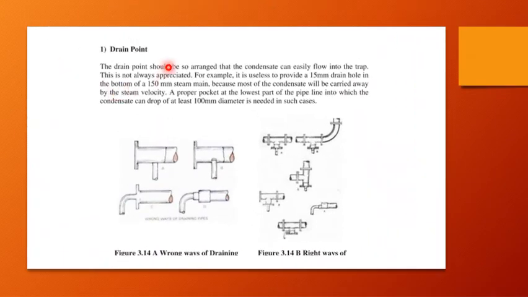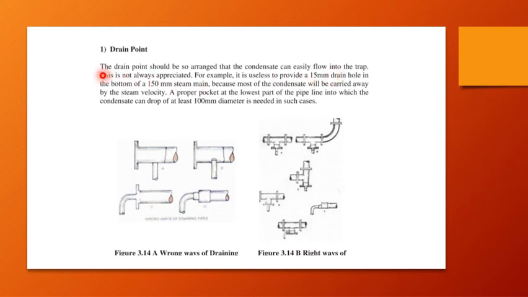Now this is the first area of concern when you install any steam trap. When you design the steam line, you have to keep in mind the drain point. The drain point should be arranged so that the condensate can easily flow into the trap. Just imagine if there is a steam drain point, but there is no flow of condensate into the trap, then the steam trap is not meeting its need. I mean, the requirement is not fulfilled, friends.